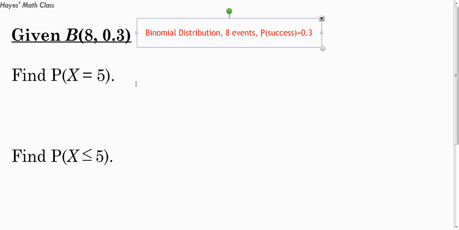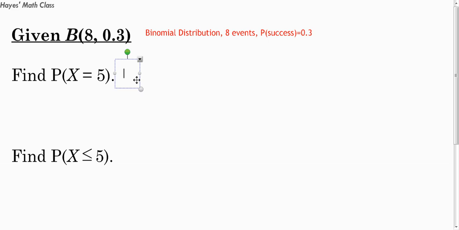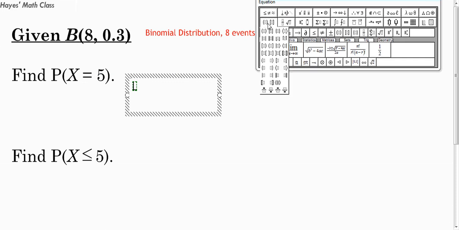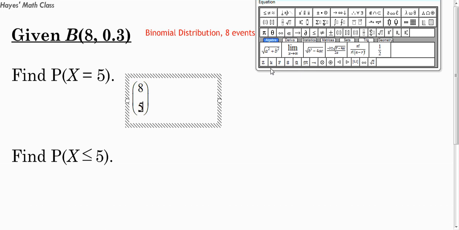So probability of getting 5 successes, okay, if you're going to do this the old-fashioned way, you go through and type it out. So technically what's going on here, again, for clarity's sake, in this case we have 8 things going on and we want to choose 5 of them.